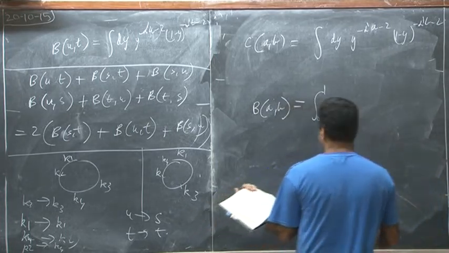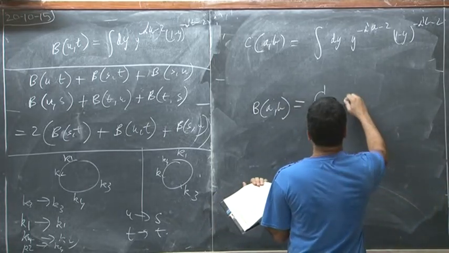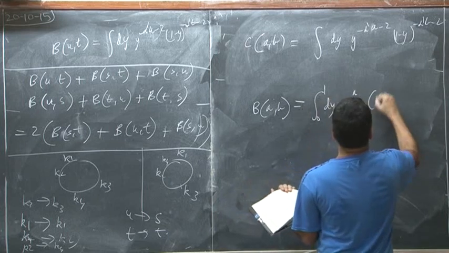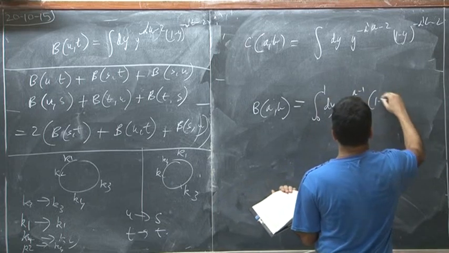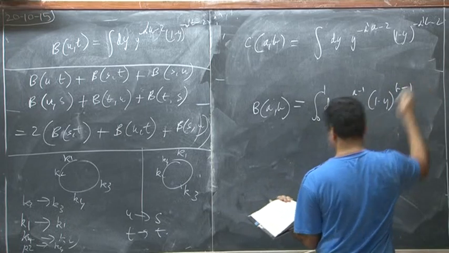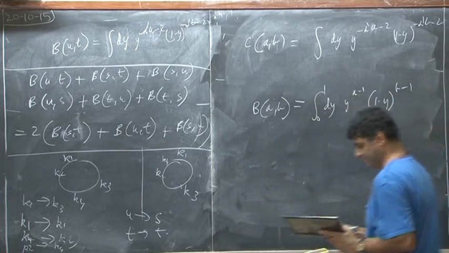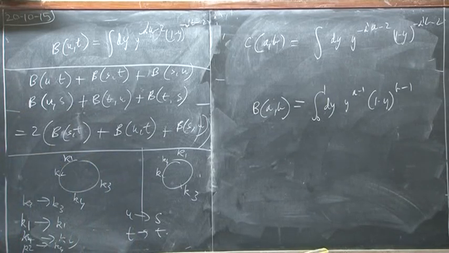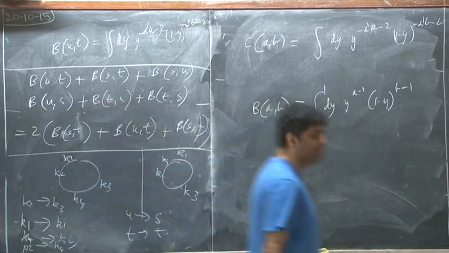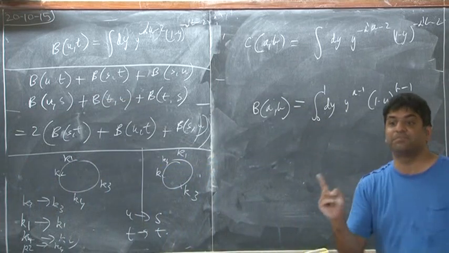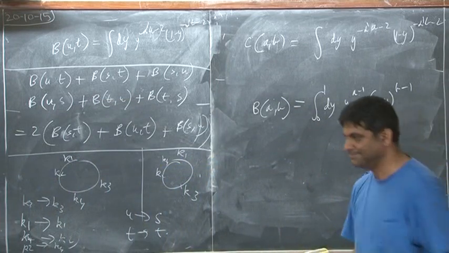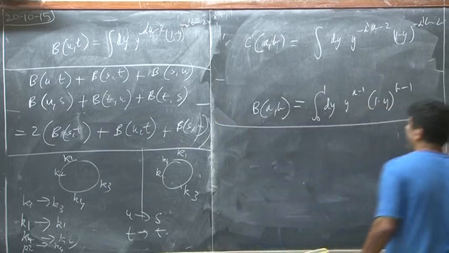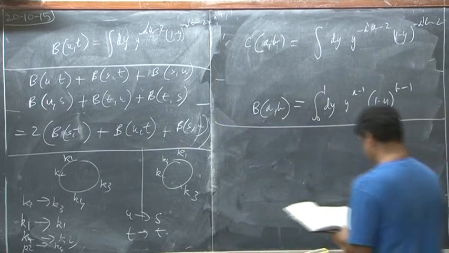y to the power a minus 1, 1 minus y to the power b minus 1. Okay. And let me remind you that this beta function can be written as a product of gamma functions. Okay? So I'll remind you how that works.